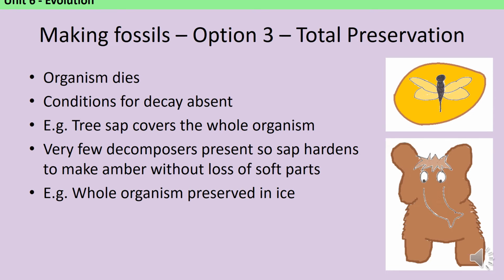The third option is where no decay happens at all and we actually get total preservation. So the organism has died and one or other of the conditions for decay has been absent. There are two clear examples of this. One is where you have fossils that are formed in amber.